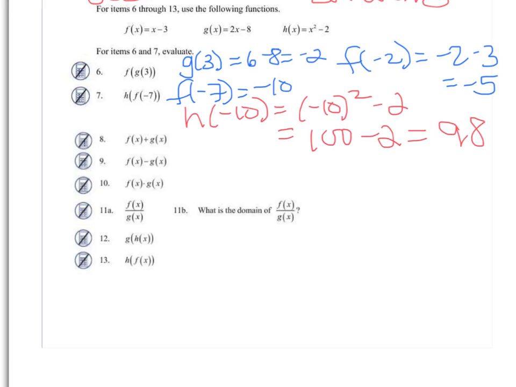Okay, so for problem number 8, we're going to add the f and g functions together. So I'm going to combine like terms. So that's going to give me x plus 2x, which is 3x, and then the constants, negative 3 and 8, is negative 11. So really I can write that as 3x minus 11.